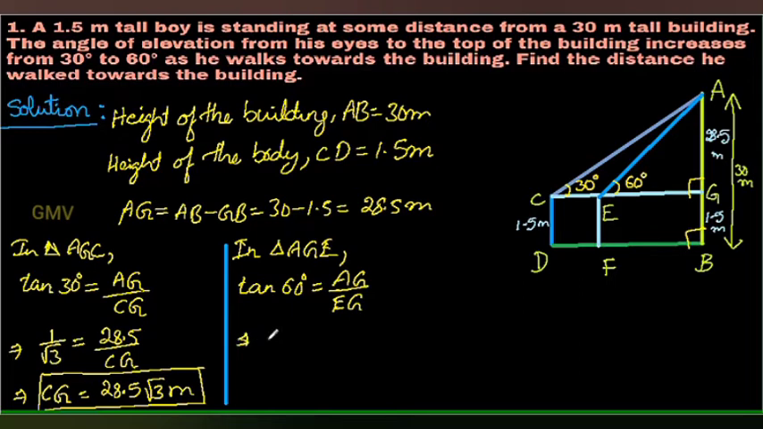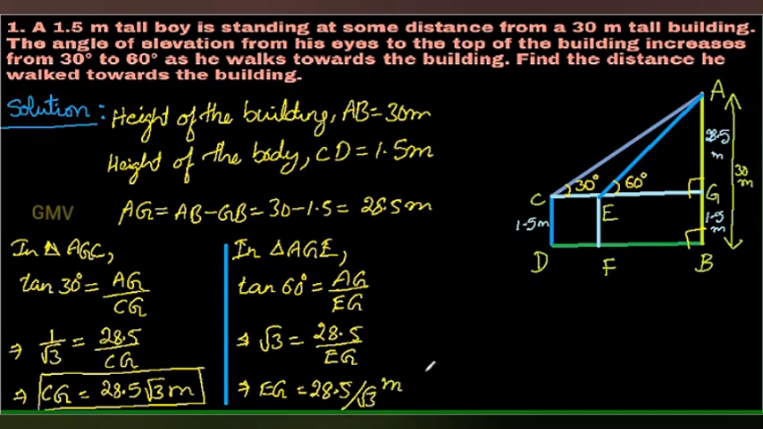It implies root 3 is the value of tan 60 degrees. So root 3 is equal to 28.5 by EG. It implies EG is equal to 28.5 by root 3 meters. So this is the value of EG.